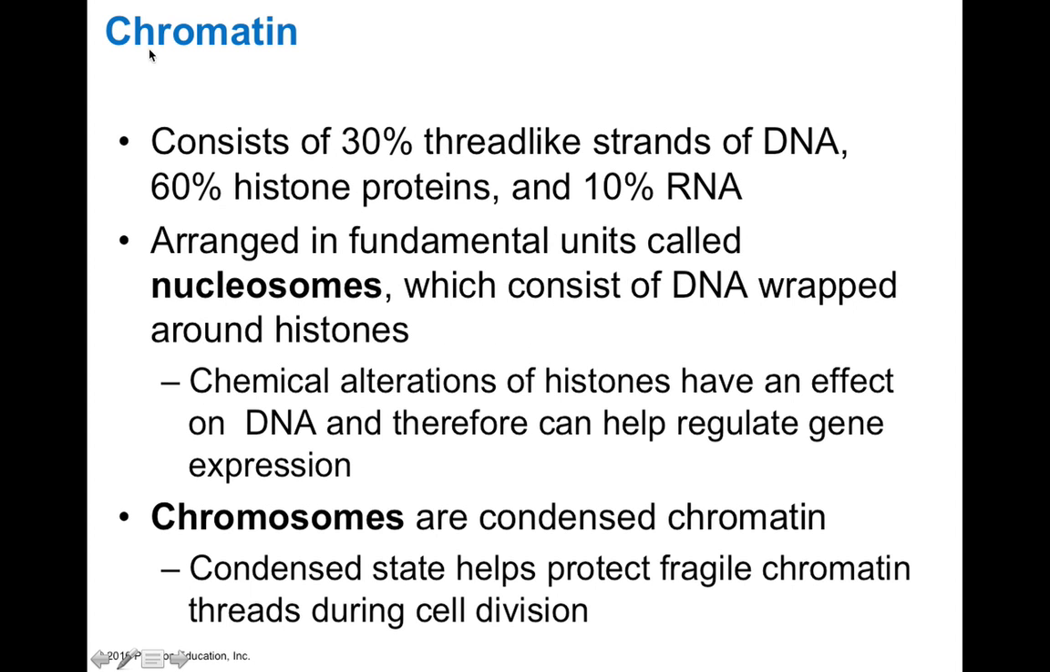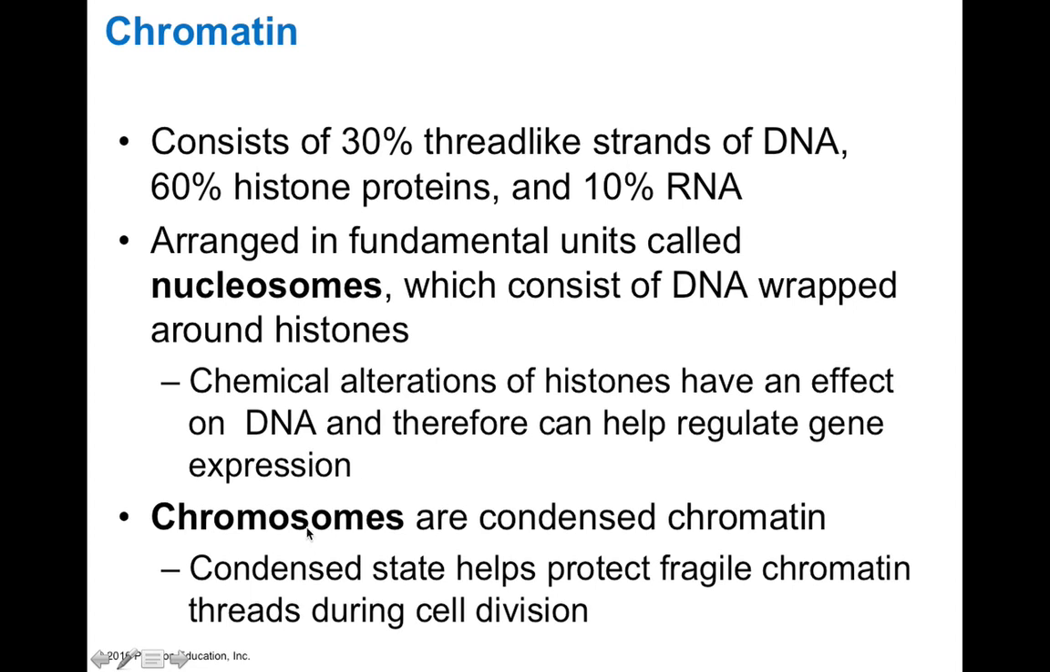Now, chromatin, which is found in the nucleoplasm, consists of about 30% thread-like strands of DNA and a majority of histone proteins, which actually serve as a nice sort of packaging scaffolding for DNA, and some RNA as well. Now, they're arranged in fundamental units called nucleosomes, which are basically where DNA wraps around these histones, and chemical alterations of these histones have an effect on DNA and whether or not those genes can be expressed.